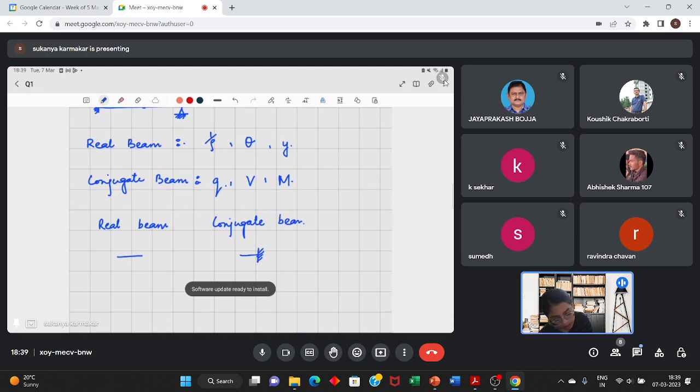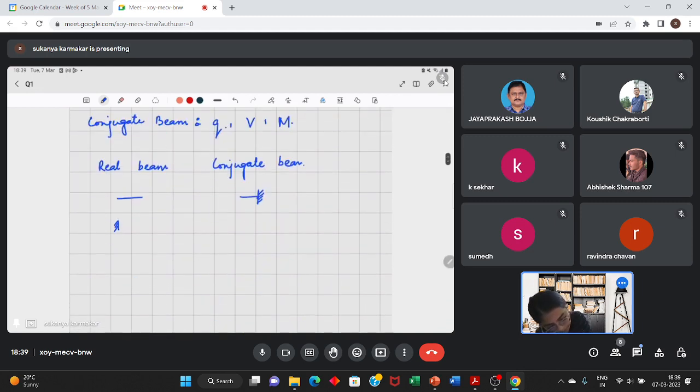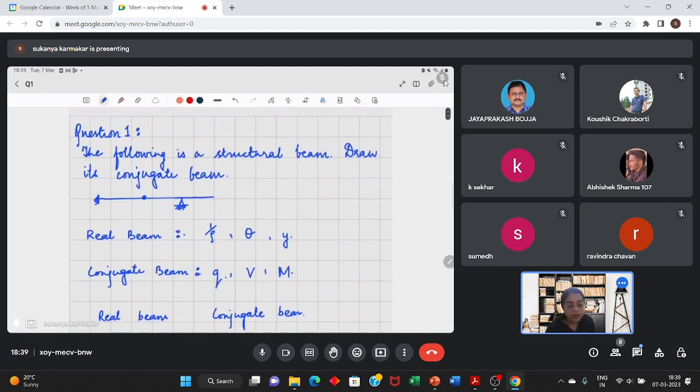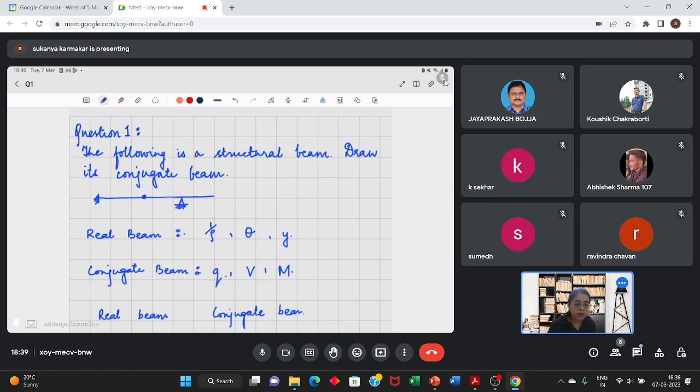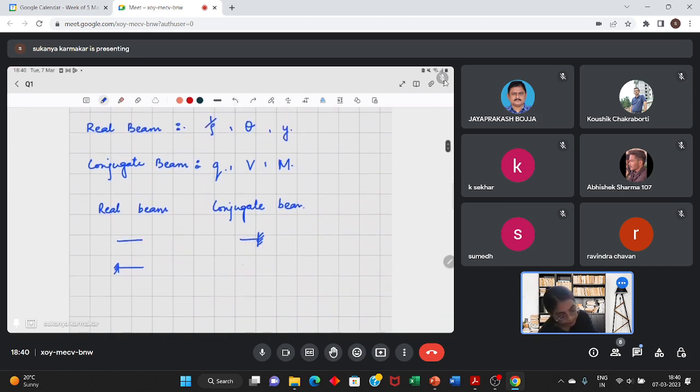So in the real beam, suppose it is a fixed end. At a fixed end, there is no slope and there is no deflection. So there should be no shear and no moment. When is this possible? No shear and no moment when it's a free end. So it is a free end in the conjugate beam.